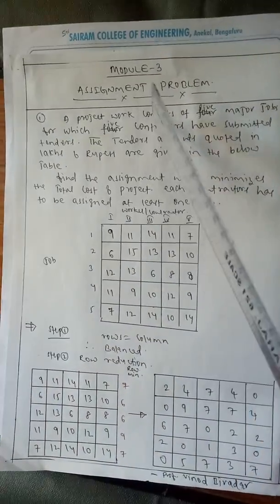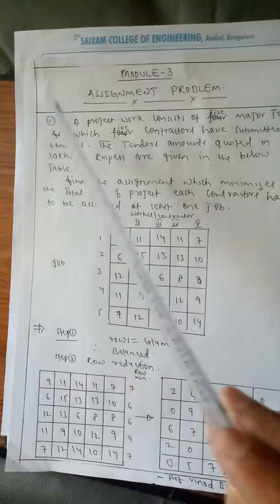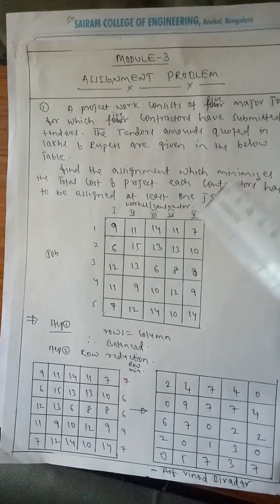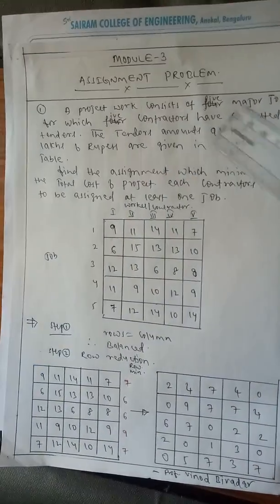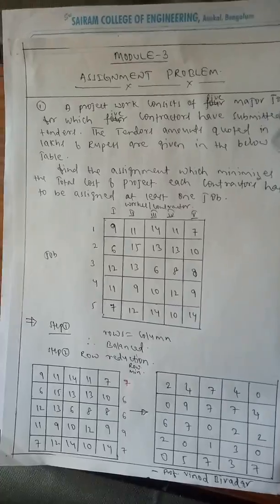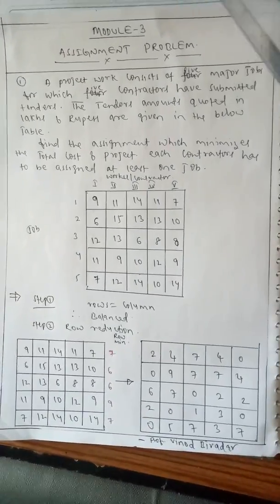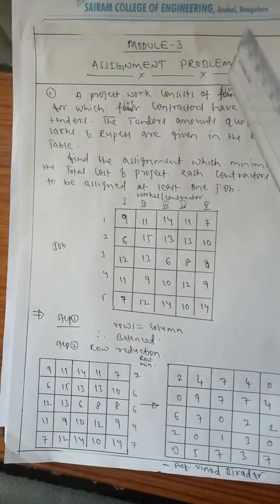A project work consists of 5 major jobs, and 5 contractors have submitted tenders. The tender amounts quoted in lakhs of rupees are given in the below table. Find the assignment which minimizes the total cost of the project, and each contractor has to be assigned at least one job. So here 5 jobs and 5 contractors are there. The meaning of the question is to allot each job to each contractor and to minimize the total cost. That is the main objective of this question.